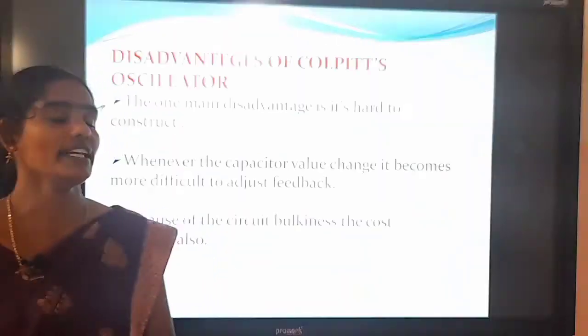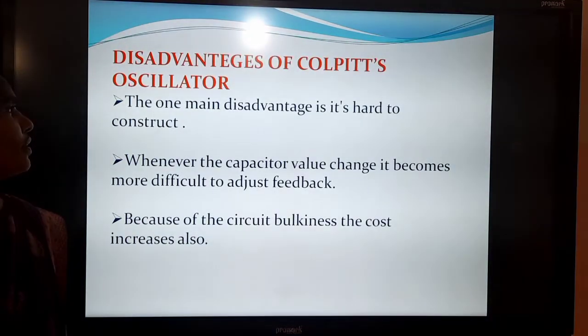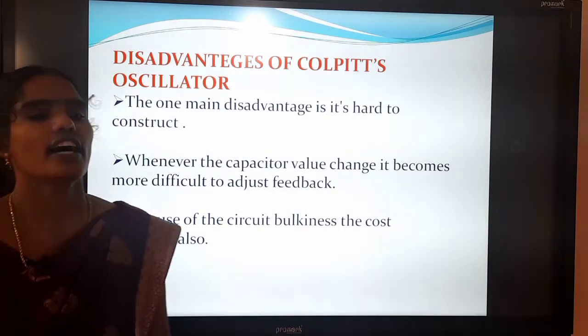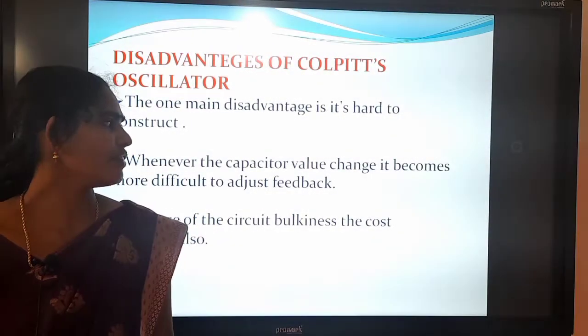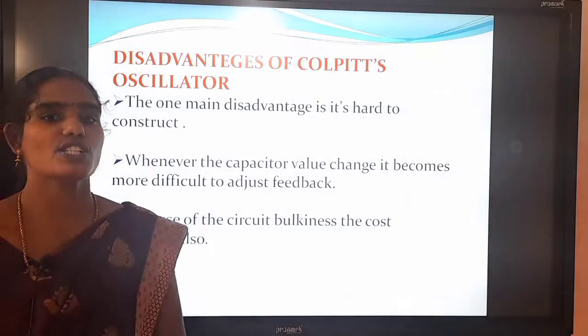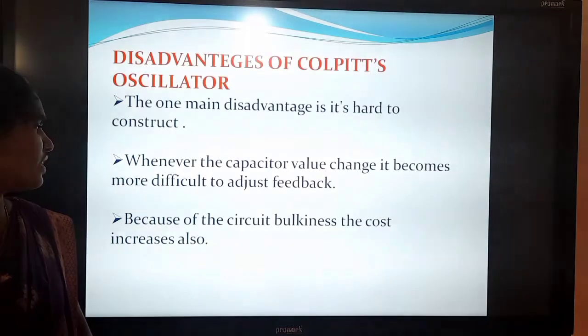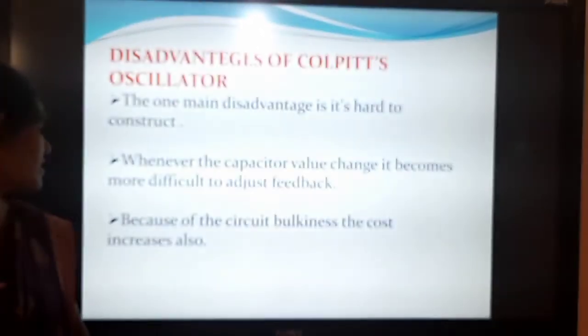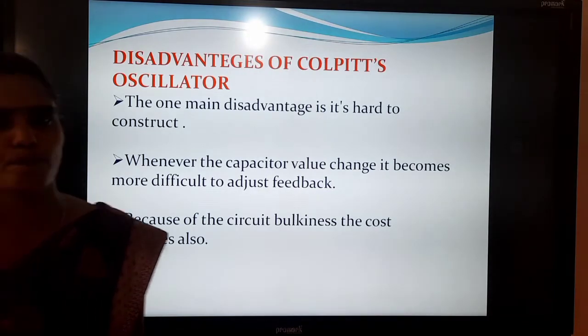Disadvantages of Colpitt's oscillator. The main disadvantage is that it is hard to construct, and whenever the value of the capacitor changes, it becomes too difficult to adjust the feedback. Because of the circuit bulkiness, the oscillator's cost also increases.